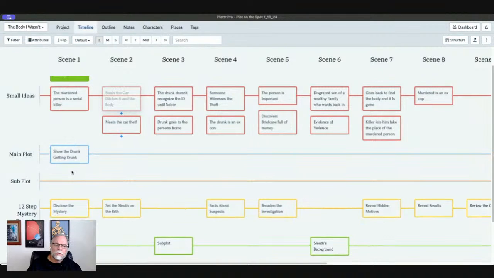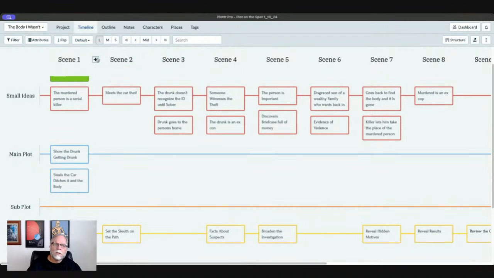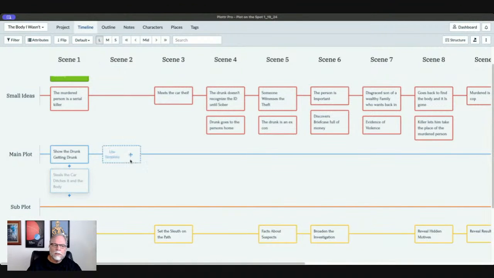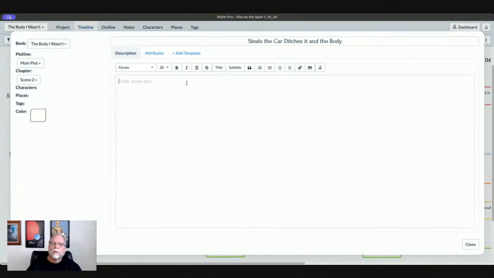So we'll change this scene just a little bit. Actually, let's do this. Let's add a second scene in here. So we can add a scene to the ordinary world. So instead of steals the car, the detective now finds the car. And now we can start to tag character. Lucas is the detective that finds the car.